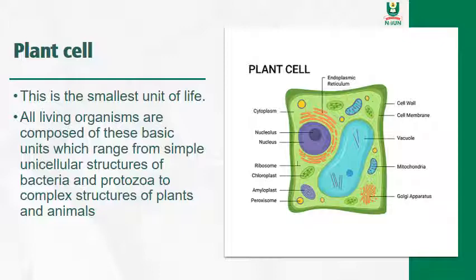So this is what a plant cell basically looks like. We have the amyloplast, the peroxisome, so many parts of the plant cell. So this is what it looks like. It's important to know what it looks like, and that is what we have.